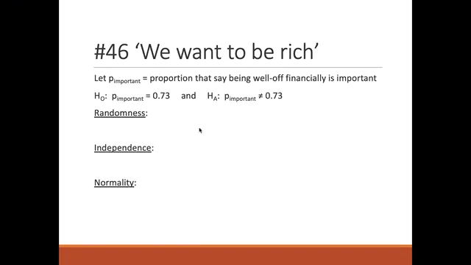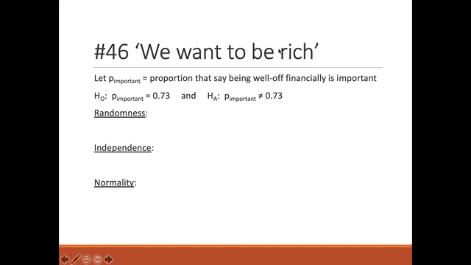So next question then. Number 46. So here we're looking at the proportion of students that believe it's important to be well off financially. So the null hypothesis value, remember the null hypothesis value is always written with an equal sign. That's always an equation. So if nothing is different in this population, we would expect the null hypothesis value to be 0.73. We are looking though for evidence of a difference. We're looking for evidence that this population, for whatever reason, is different from 0.73.